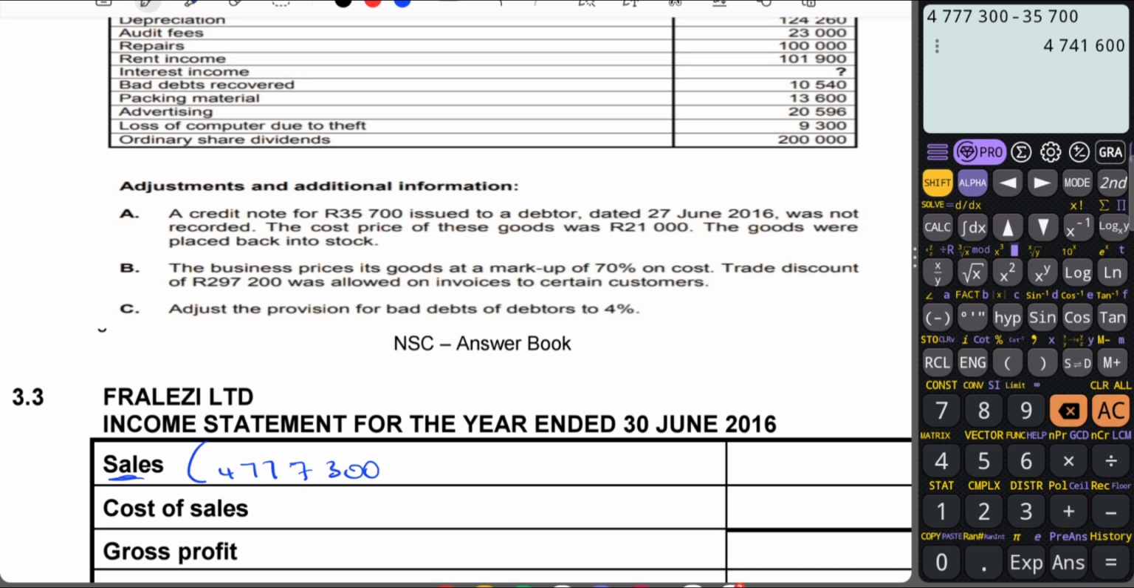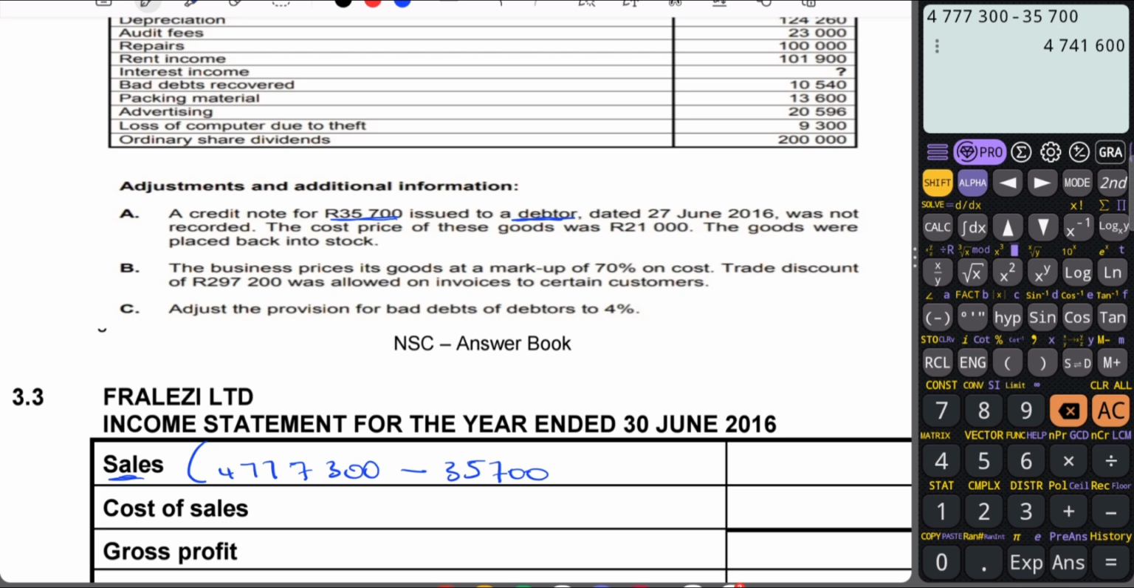Information number A: a credit note for 35,700 issued to a debtor. Guys, this is a debtor. It means that we sold goods on credit. And when we are issuing a credit note, it means that our customer, the debtor, is returning stock. So we are going to decrease our sales by 35,700.